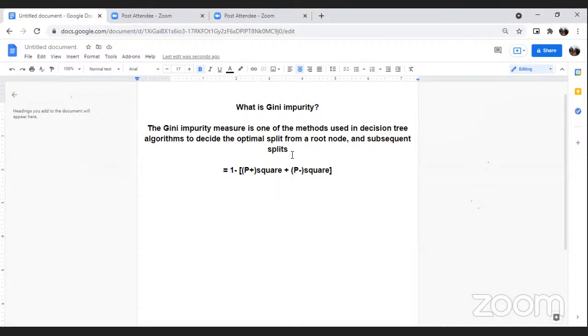And this is the formula for Gini impurity. I couldn't add a square to it. So basically it is 1 minus the percentage of positive nodes whole square plus the percentage of negative nodes whole square. Please note it correctly if you're noting it down. It's 1 minus percentage of positivity whole square plus percentage of negativity whole square, considering yes as positive and no as negative.